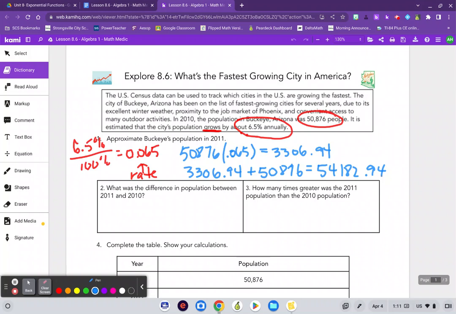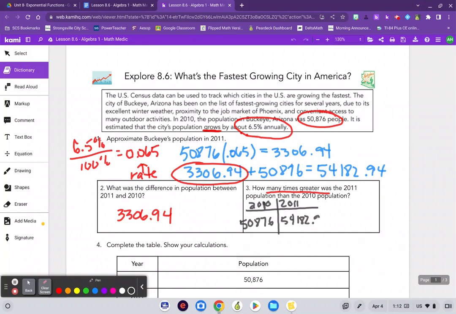Question 2 said, what was the difference in population between 2011 and 2010? Well, that difference in population was this number right here. So 3,306.94. How many times greater was the 2011 population than the 2010 population? Okay, I'm going to think about this in terms of a table, right? So we've got the 2010 population and I've got the 2011 population. We said in 2010, I had 50,876. In 2011, we calculated 54,182.94. And so the question is asking, how many times greater?